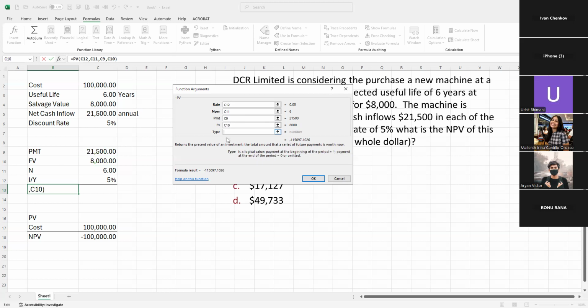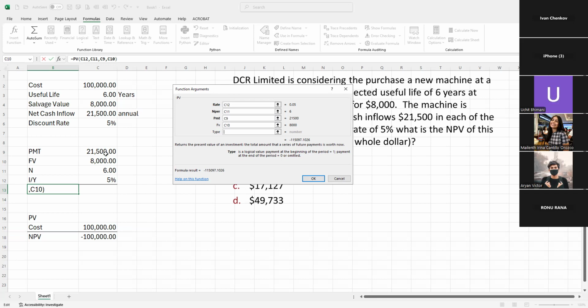So the last thing left is type. This is a logical value. Now what we have to consider is when we make the payments. Are we making payments at the beginning of the period or at the end of the period? We already established in the classroom that it's more beneficial for you to make the payments at the beginning of the period because you avoid the interest over the year compared to the interest at the end of the period.